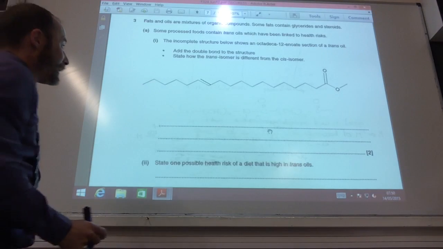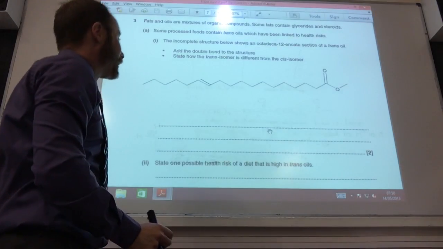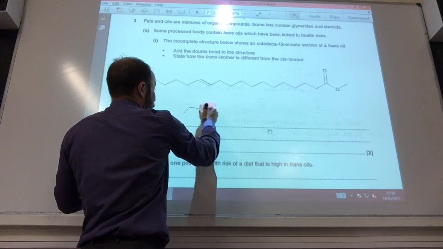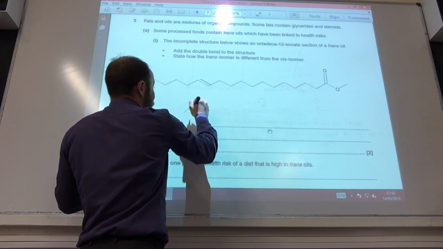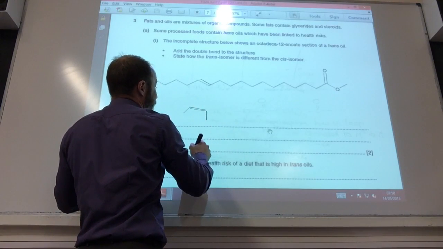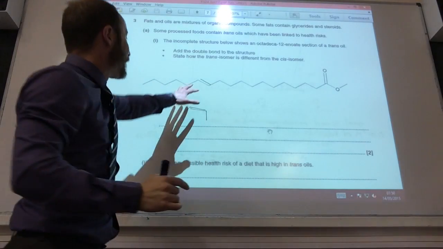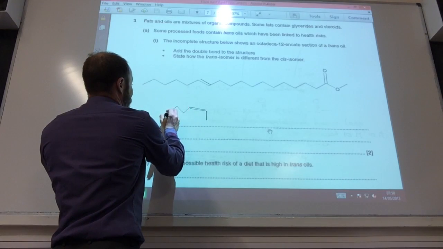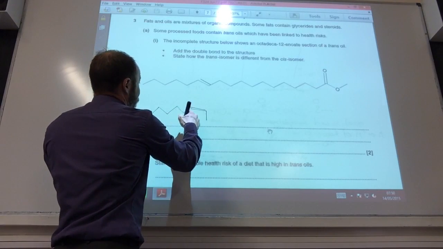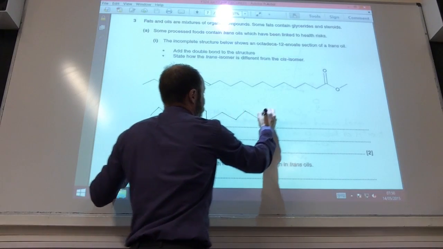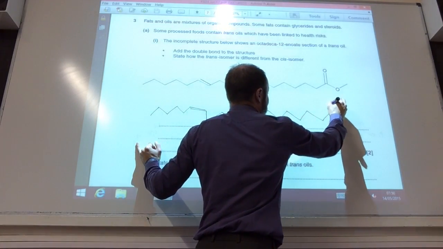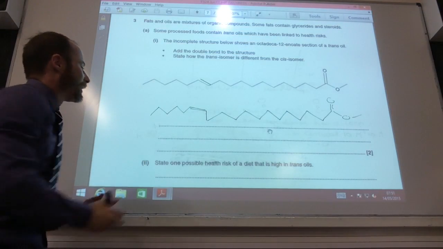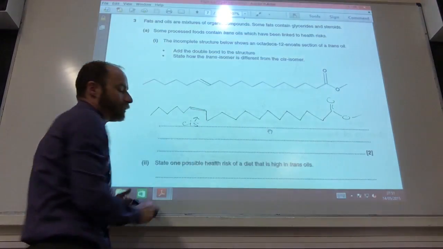State how the trans isomer, this is the trans isomer there, is different from the cis isomer. Obviously from the cis isomer, if I just draw that bit out again, that bit, the hydrogens would be on the same side there. So that is the trans, that one would be the cis if you wanted to draw them out. Make sure I've got the right number. But that clearly shows how the cis isomer is different.